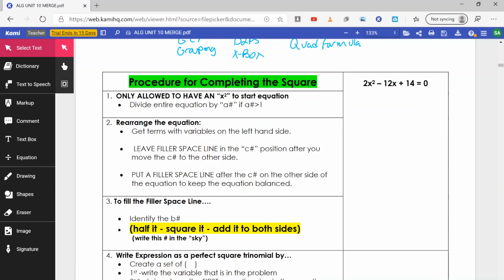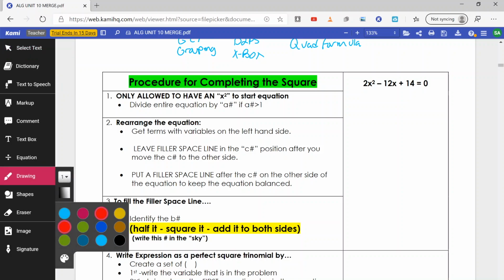In order to use completing the square, we have to make sure that we just start with x squared. If I have anything in front of that x squared that is not 1, I have to divide the entire equation by that number. So here we're given 2x squared minus 12x plus 14 equals 0. In order to use completing the square, I have to get rid of that 2. So we are going to divide everything by 2, and this includes the 0. So 2 divided by 2 goes away.